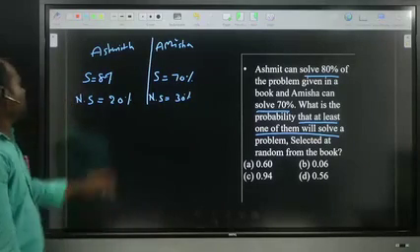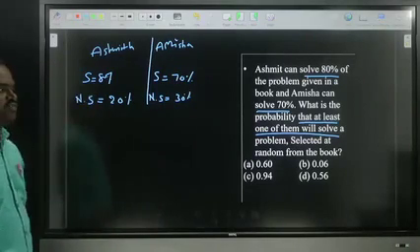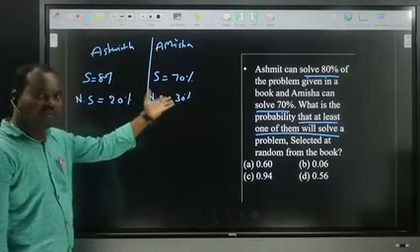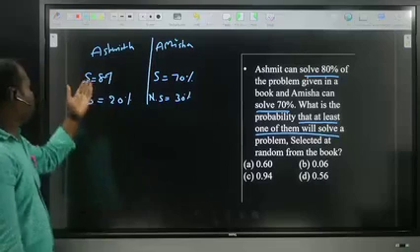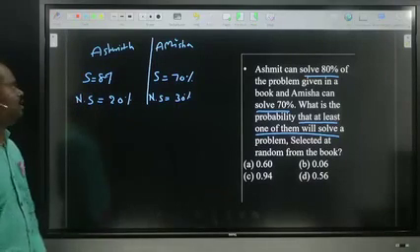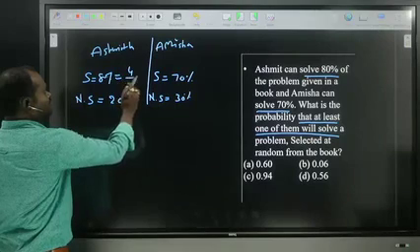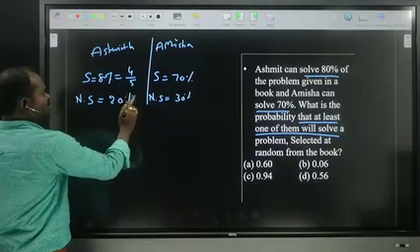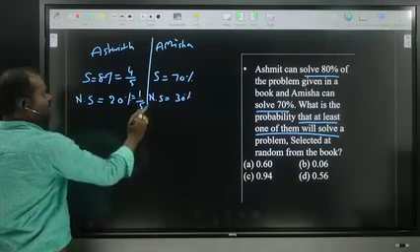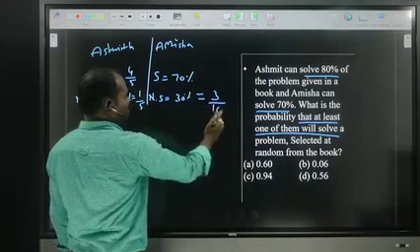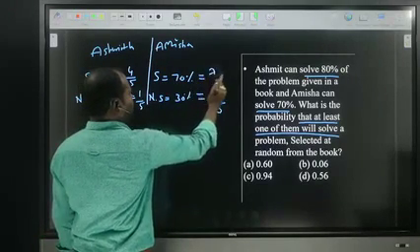Now, Ashmit solves 80% of cases and Amisha solves 70% of cases. If solving is 70, not solving is 30. Here solving is 80, not solving is 20. 80% as a fraction is 4 by 5. 20% is 1 by 5. 30% is 3 by 10. 70% is 7 by 10.